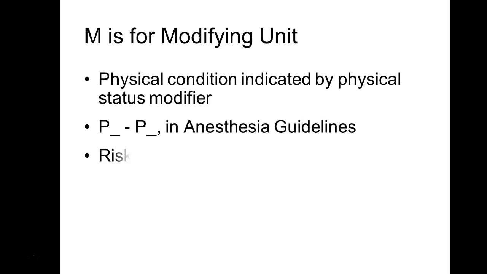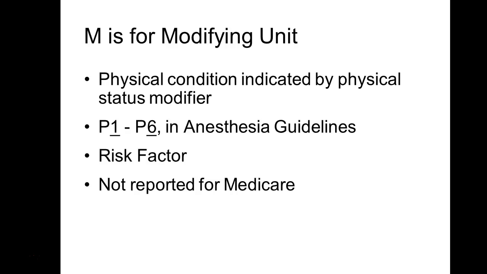Again, the modifying units are the P1 through P6 modifiers, and they're based off of risk factors. The more risks the patient has to undergo surgery, the more units we get to add to the calculation. However, this is not reported for Medicare. Medicare coders tend to make more money because they have very stringent guidelines in what they want from their billers and coders.